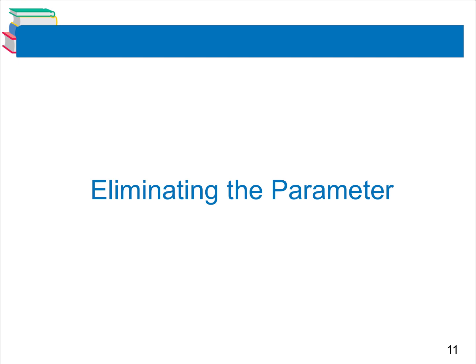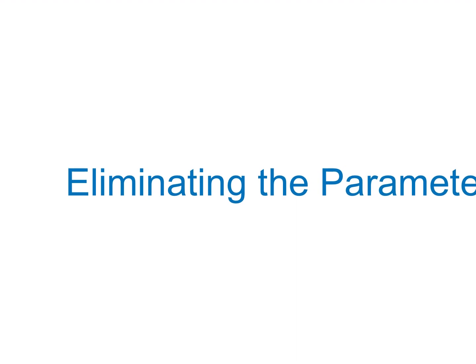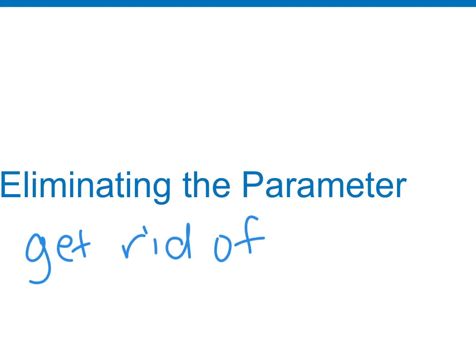What does it mean to eliminate? Okay, get rid of. So we're going to get rid of, that's perfect, the parameter. What letter was our parameter? T. We're going to get rid of T. That is what we're focusing on now.